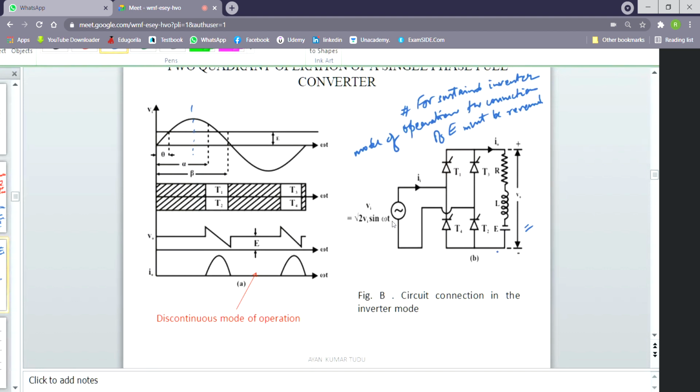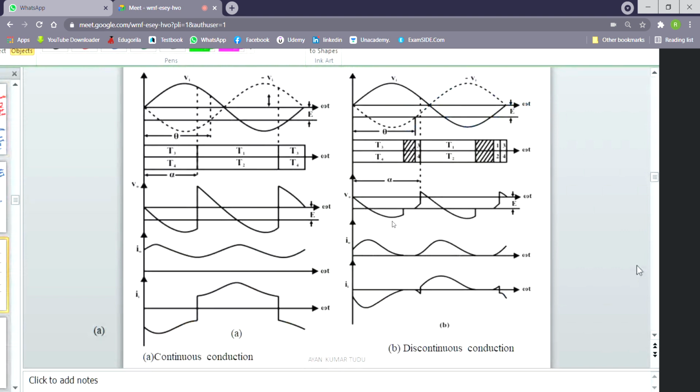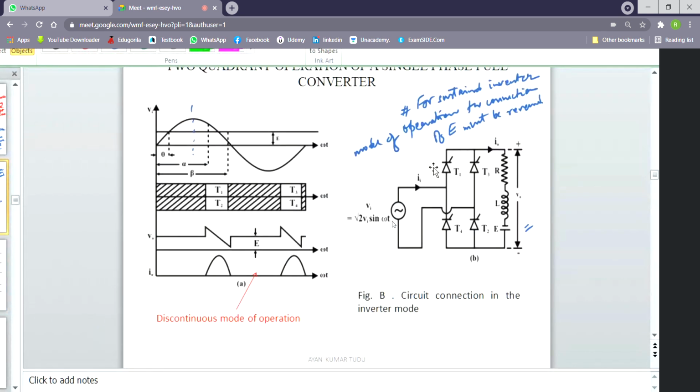Okay, so in this condition we can get two pictures, just like we saw the continuous conduction mode and discontinuous conduction mode for the rectifier. Here too, for the inverter mode of operation, we see pictures of continuous and discontinuous conduction modes. As you can see, on the left hand side we have the continuous conduction mode of operation for the inverter. On the right hand side we have the discontinuous conduction mode of the inverter, for the circuit of the inverter as shown here.